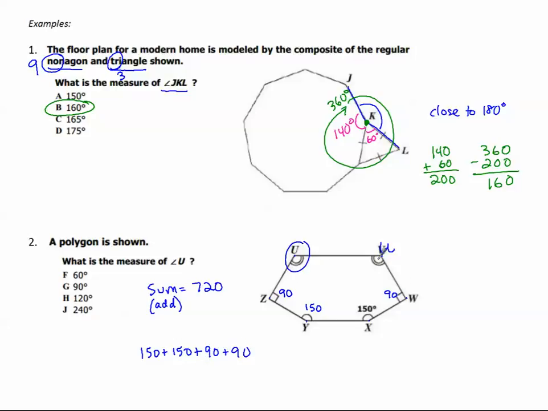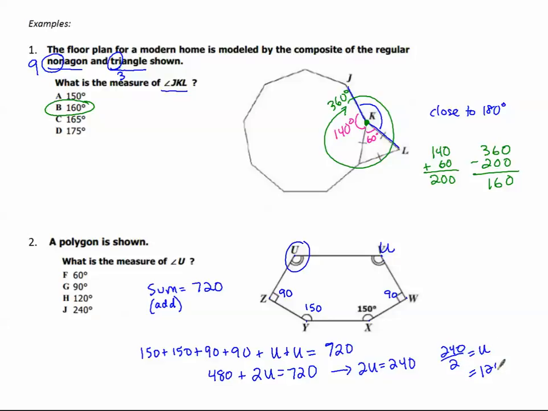Then the two angles that I don't know, so I could call them X if I like, but that might be confusing from this angle. It's angle U, so I have two of those because they're the same as each other. Has to add up to 720. So all that together makes 480 plus 2U. I can subtract 480. So 2U equals 240. Divide by 2. And that makes 120.